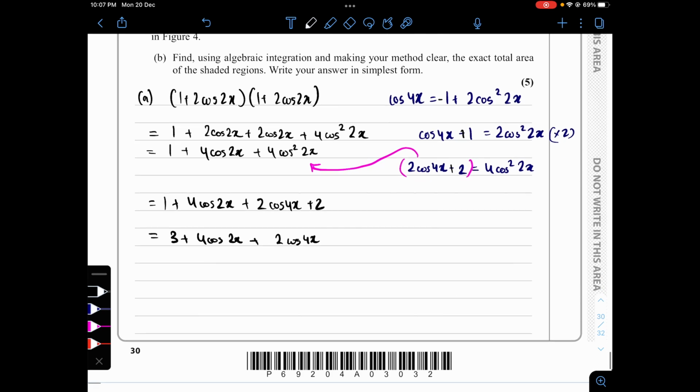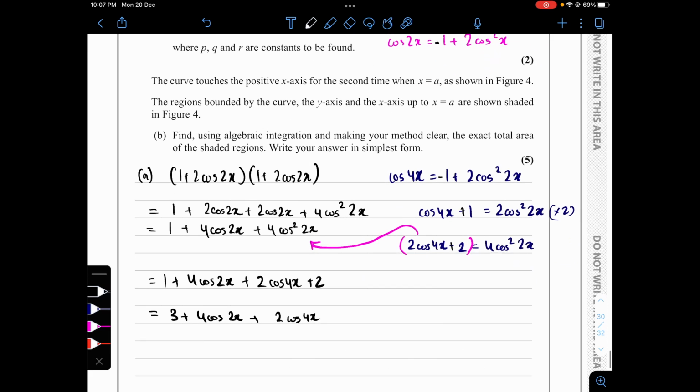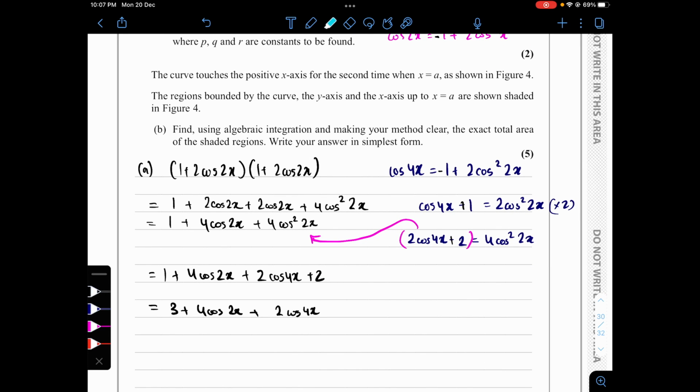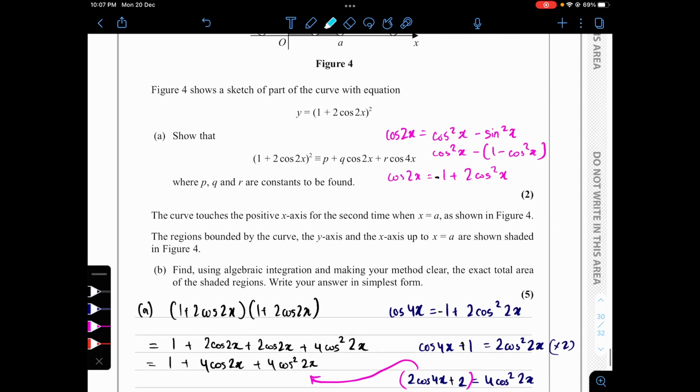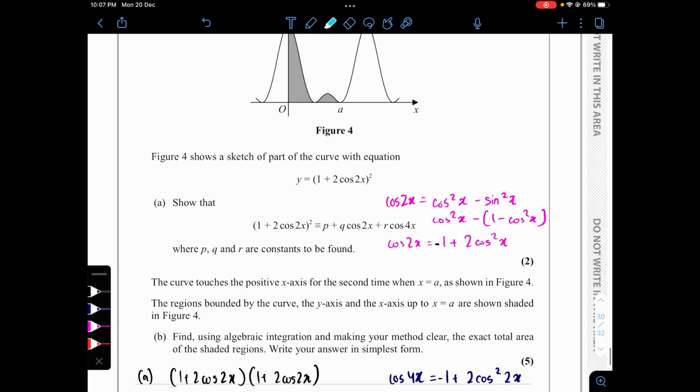Alright, so we have done that. That's our final answer. We can just highlight this. Alright, so now what? They're telling you that the curve touches the positive axis 2 times, so one here and one here, so when x equals a. We need to find the area for the shaded region, which is here to here.